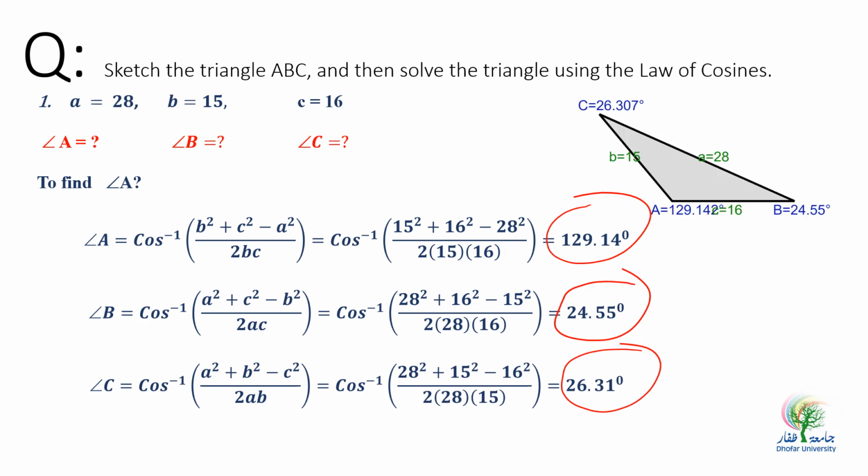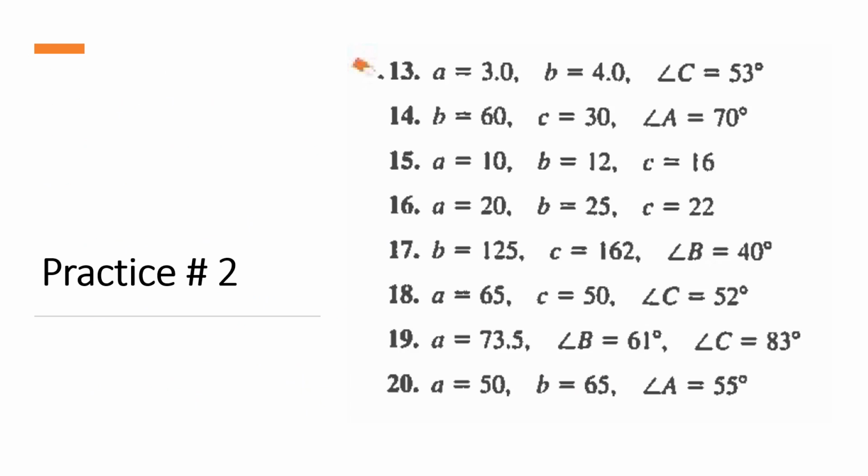So we draw the triangle. As you can see, A is 129 and B is 24.5 and angle C is 26.31. So I hope it is clear.